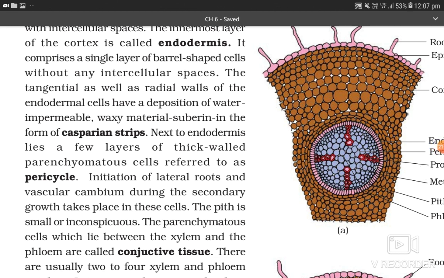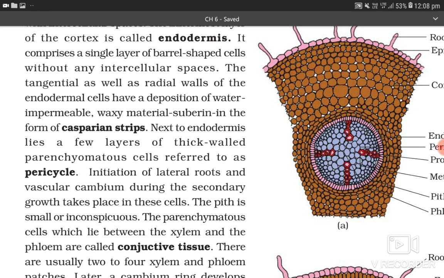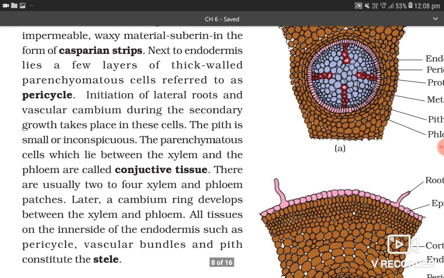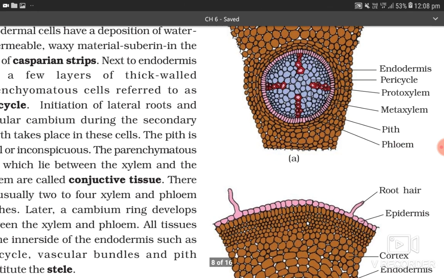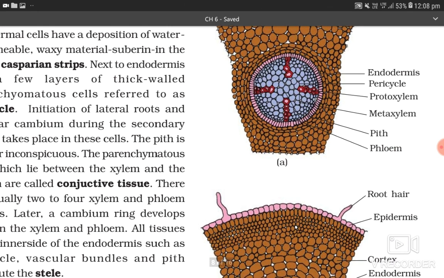Impermeable waxy material suberin in the form of Casparian strip. I would repeat, the tangential as well as radial wall of the endodermal cells have a deposition of water impermeable, waxy material, suberin in the form of Casparian strip. Next to endodermis lies a few layers of thick-walled parenchymatous cells referred to as pericycle.